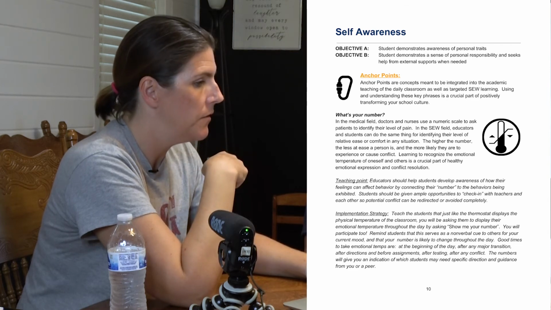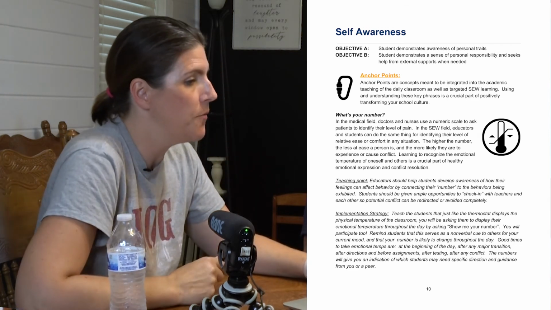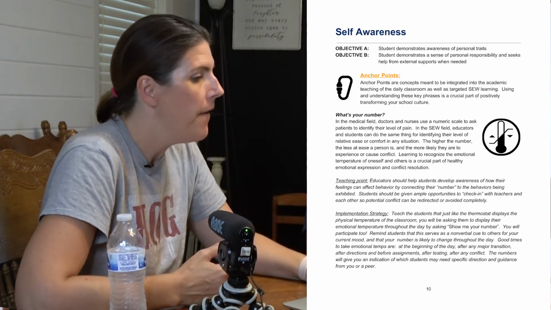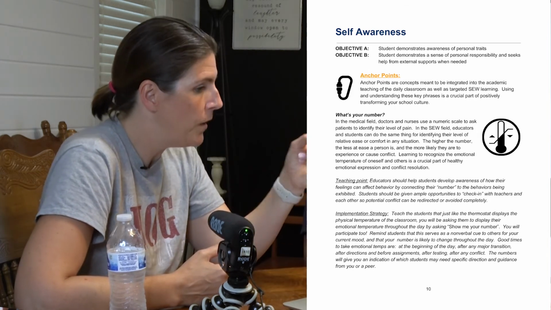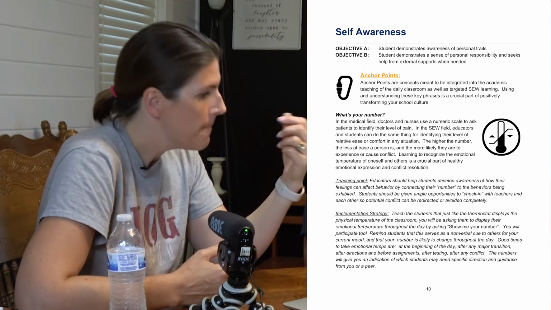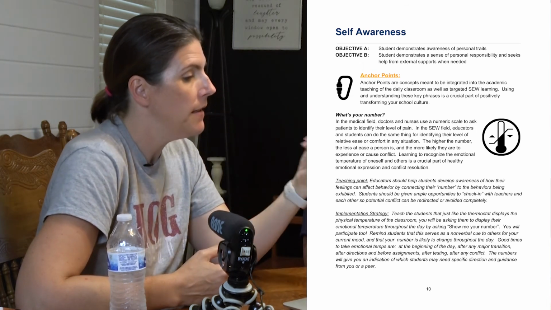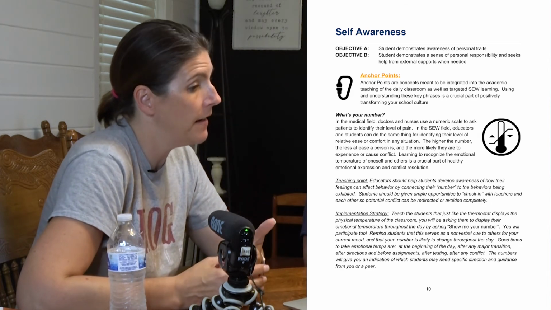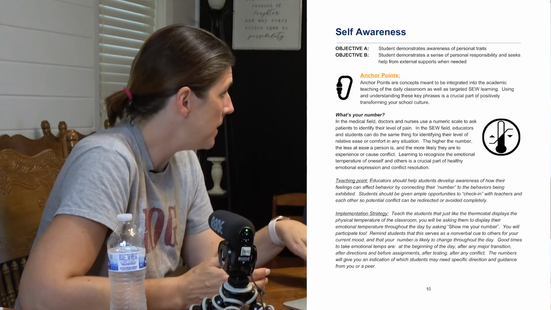is what's your number. So in the medical field, doctors and nurses use the numeric scale to ask. So it just gives that blurb, right? Each of these then has a teaching point and an implementation strategy. So the teaching point for what's your number is that educators should help students develop awareness of how their feelings affect behavior by connecting their number to the behaviors being exhibited.